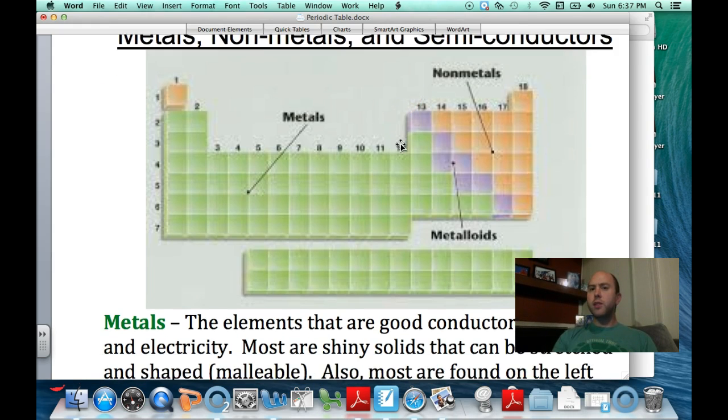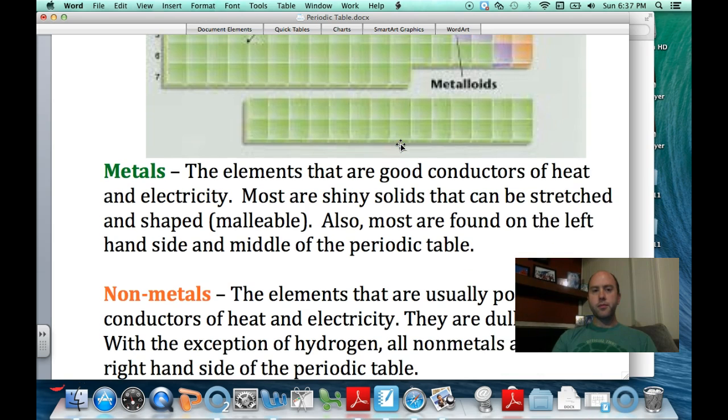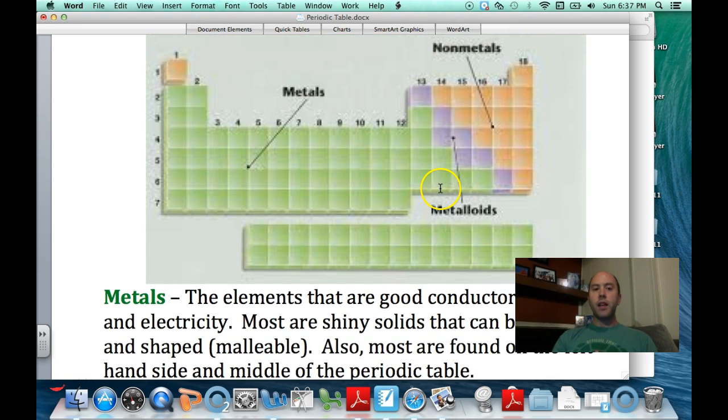But what are some characteristics of metals? Well, metals are good conductors of heat and electricity. Most of them are very shiny solids, except for mercury, which is a liquid at room temperature. They can be stretched in shape. Remember, that's malleable. And most of them are found on the left-hand side and the middle of the periodic table. They're all to the left of the staircase.